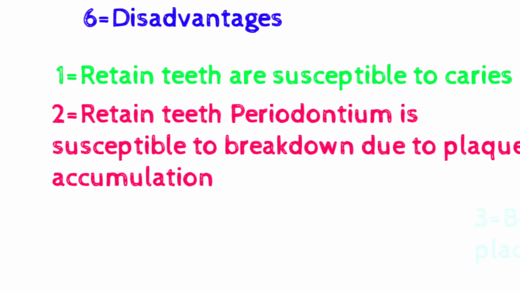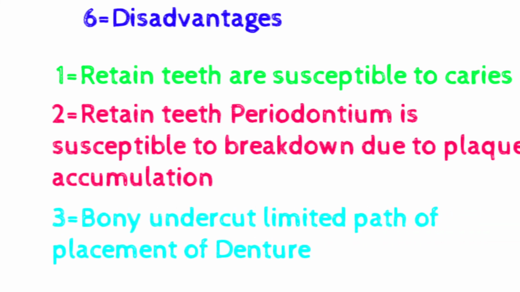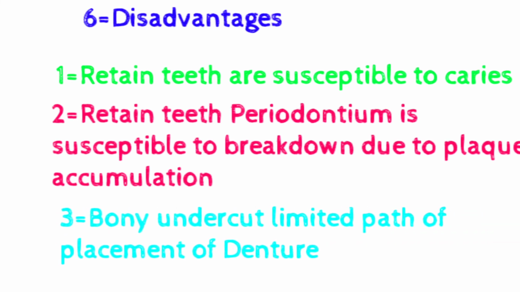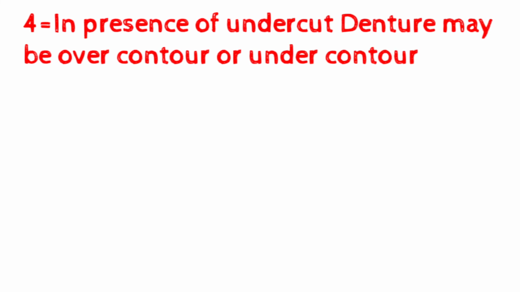The third disadvantage is that a bony undercut limits the path of placement of the denture. When teeth are present, between teeth and bone there will be a bony undercut and it will limit the path of placement of the denture. Now come to the fourth disadvantage. In presence of undercut, the denture may be over contoured or under contoured.